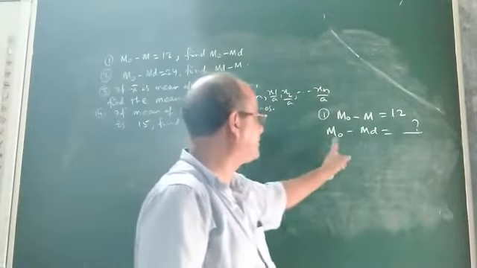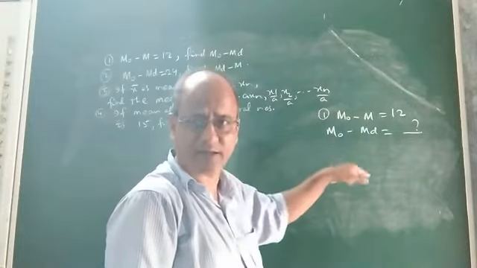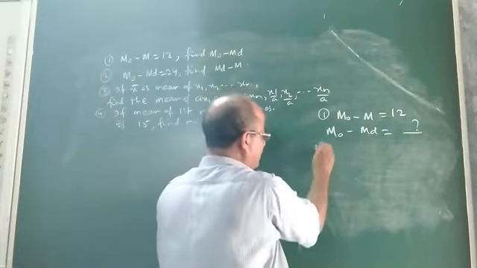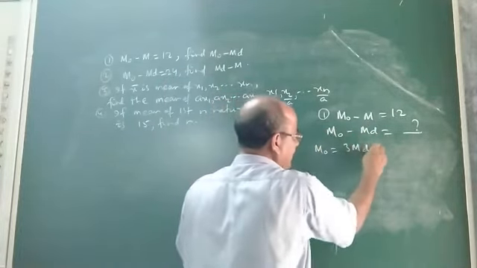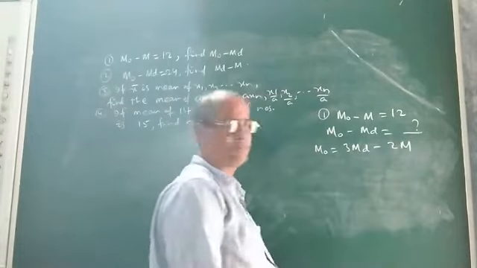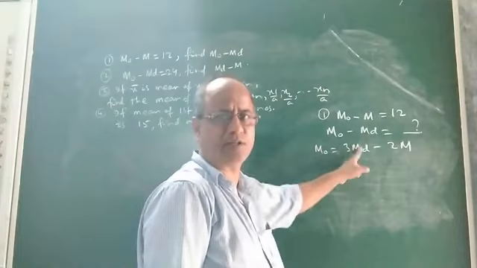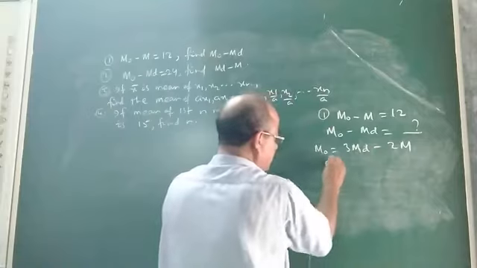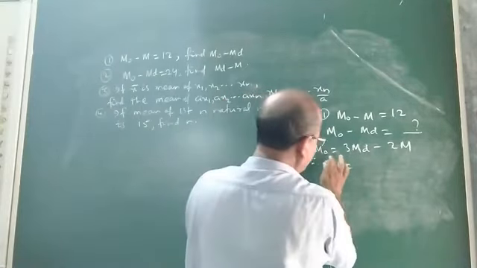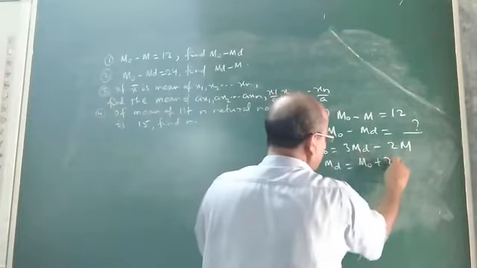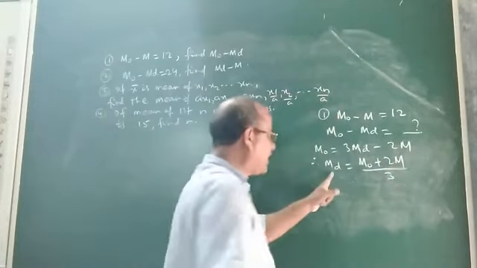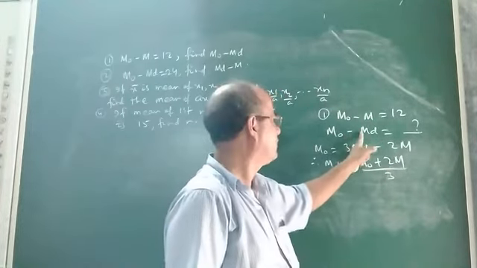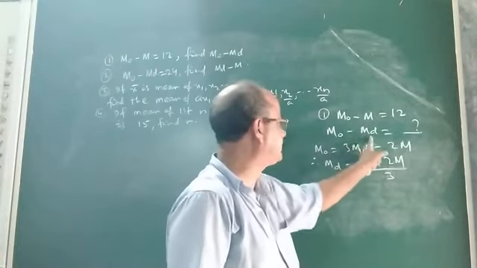Now to calculate the difference between mode and median of the given series of data, let us first recall the empirical relation. You know that mode is equal to 3 median minus 2 mean. This is the empirical relation between the three measures of central tendency. From this relation, first find the value of median. Therefore, median will be equal to (mode plus twice mean) divided by 3. Now substitute this value in the expression.